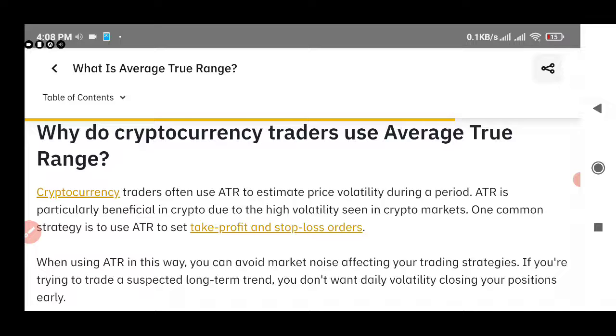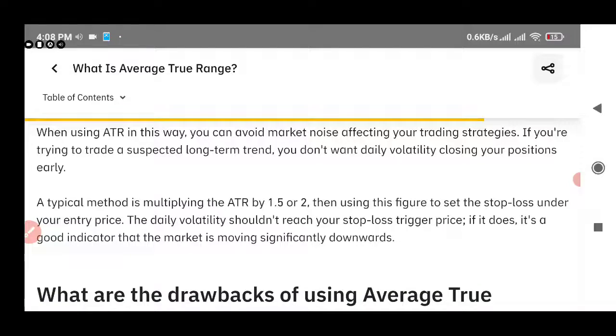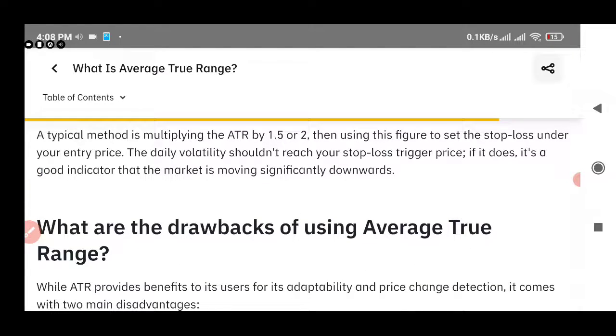One common strategy is to use ATR to set take profit and stop loss orders. When using ATR in this way, you can avoid market noise affecting your trading strategies. If you're trying to trade a suspected long-term trend, you don't want daily volatility closing your positions early. A typical method is multiplying the ATR by 1.5 or 2, then using this figure to set the stop loss under your entry price. The daily volatility shouldn't reach your stop loss trigger price. If it does, it's a good indicator that the market is moving significantly downwards.